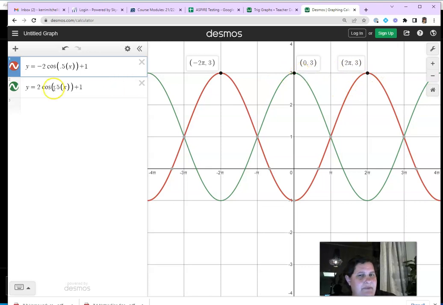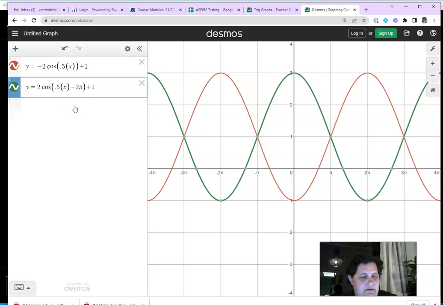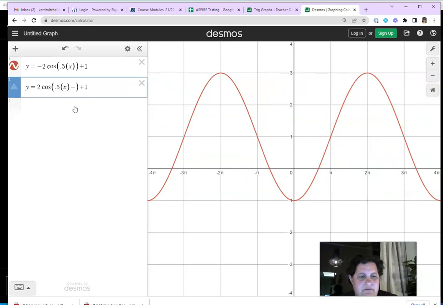Well, I'd have to shift it by maybe, I don't know, -2 pi. Nope, that was too much. Minus pi. Hey, look at that. I shifted it by pi, and now these are totally matching up, right?